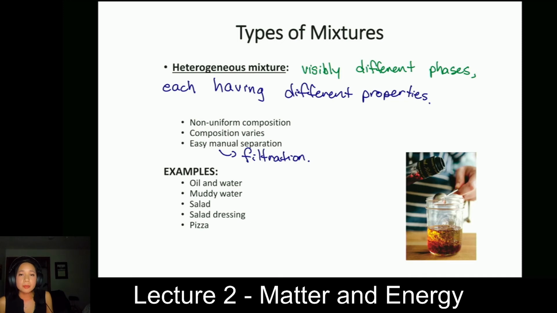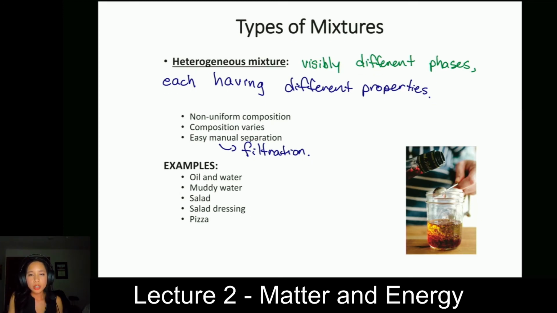Or something like a pizza. A pizza is also a heterogeneous mixture because you can pick toppings off. If you have a pineapple and ham pizza, I know that's controversial, but you can pick the pineapples out if you wish. That would be a heterogeneous mixture because you can manually separate those toppings off easily. The point I want to drive home with heterogeneous mixtures is that you can easily manually separate them.